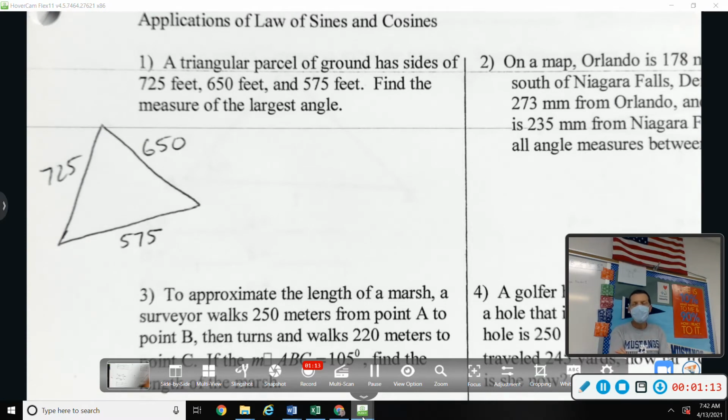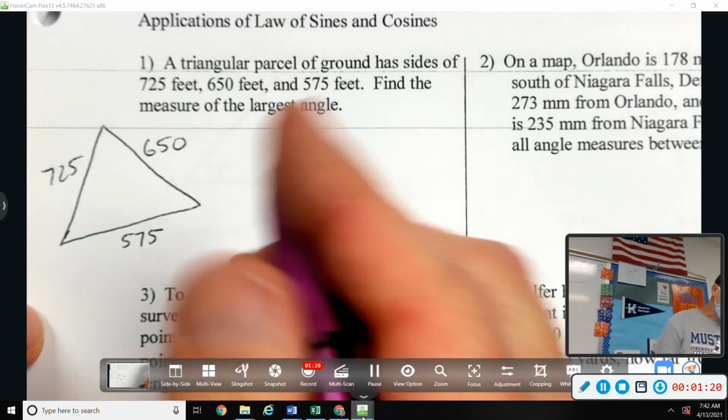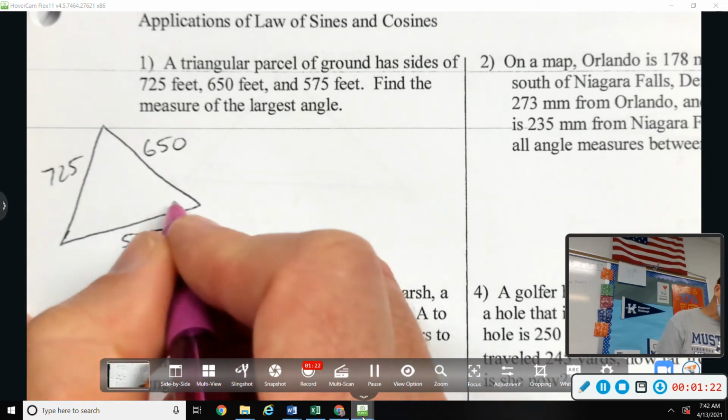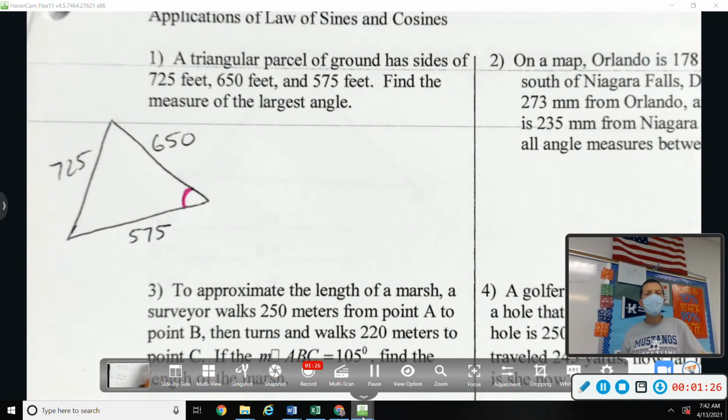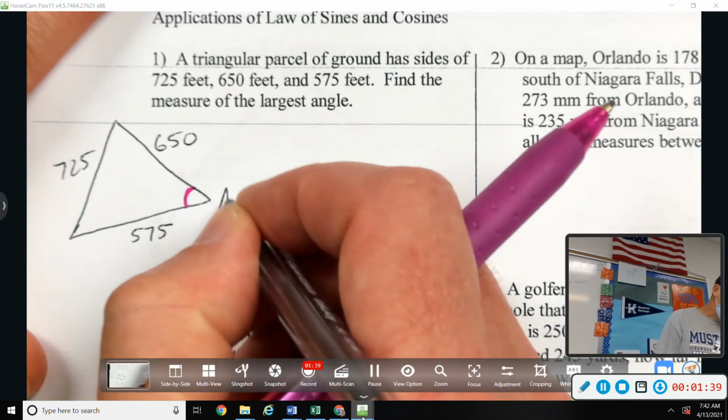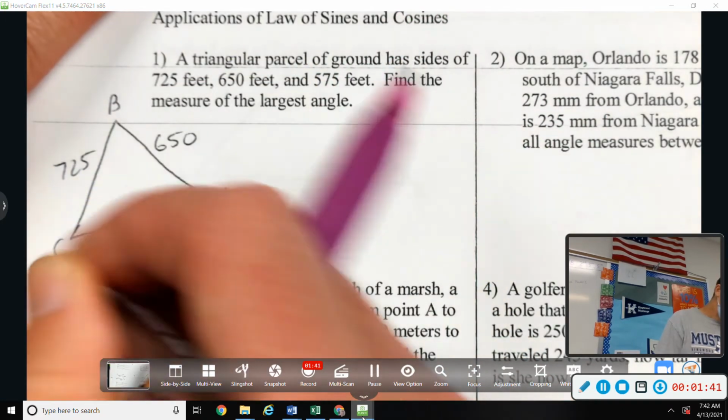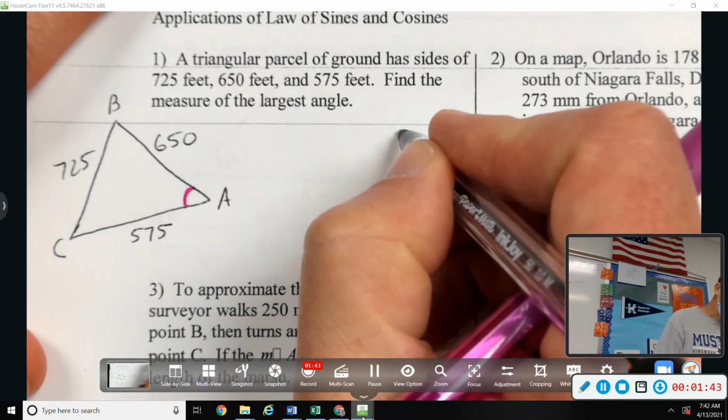Yeah, we've said this a couple times. The biggest angle's across from the biggest side and the smallest angle's across from the smallest side. So the largest angle is going to be across from the biggest side. So there would be my largest angle. So that's the one I'm looking for. This doesn't have any letters on it, and I guess you could do this problem without any letters. I'm just going to label it ABC because that helps me pick a formula.